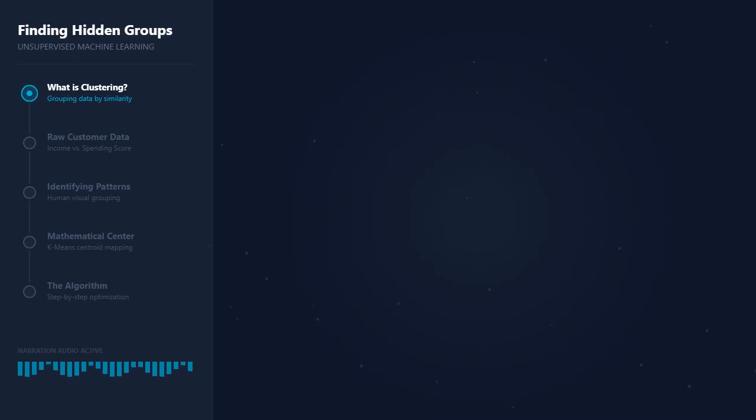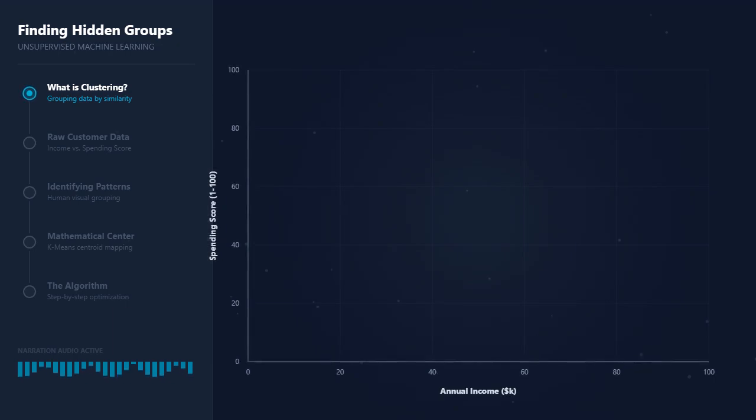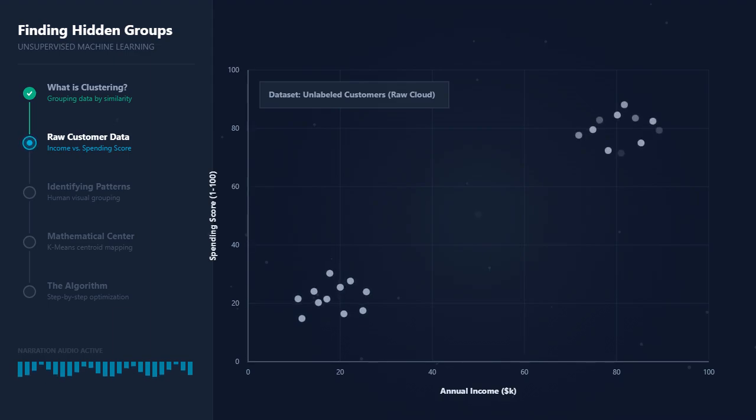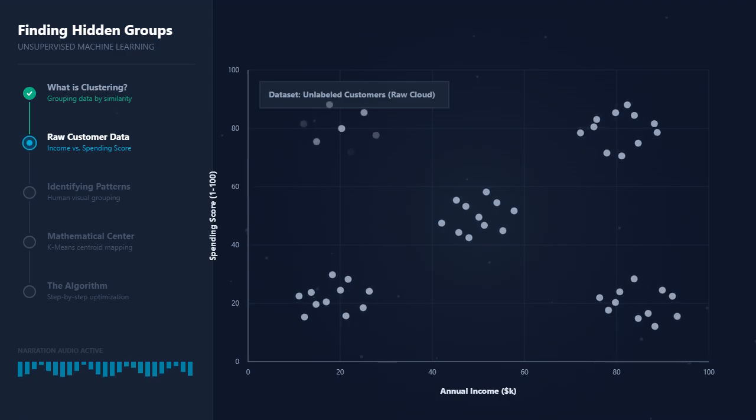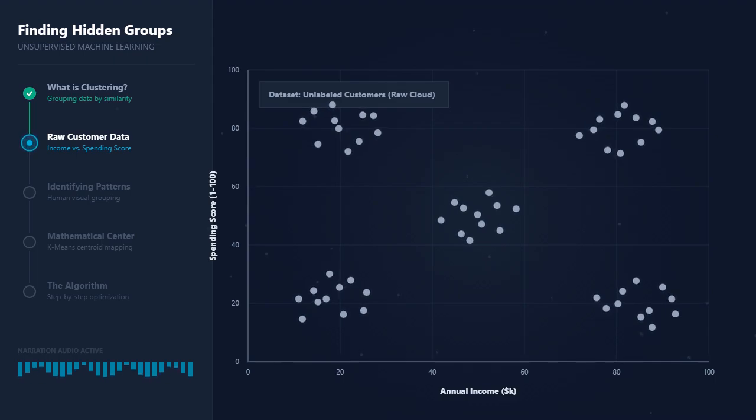So, what exactly is clustering? Clustering is the process of dividing a massive dataset into smaller, distinct groups based on how similar the data points are to each other. We want data points inside the same group to be as similar as possible, and data points in different groups to be as different as possible. Let's look at a classic example, customer segmentation.